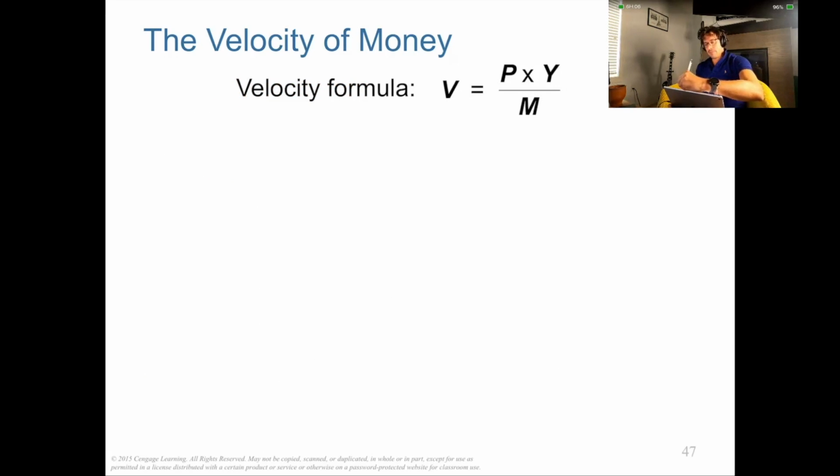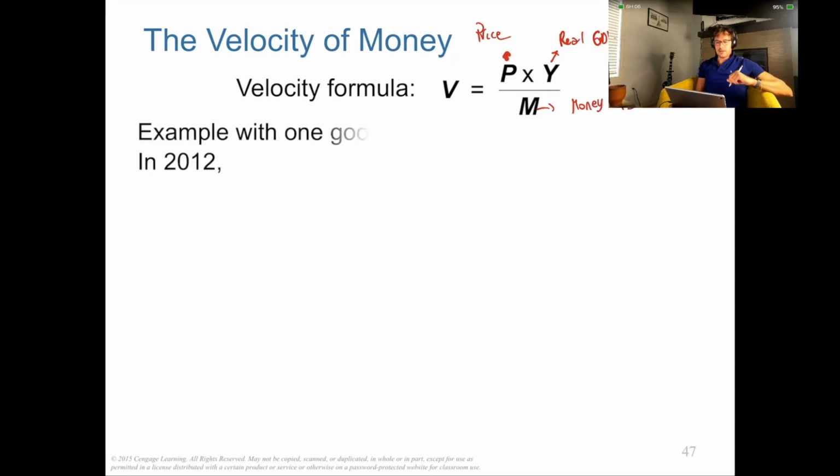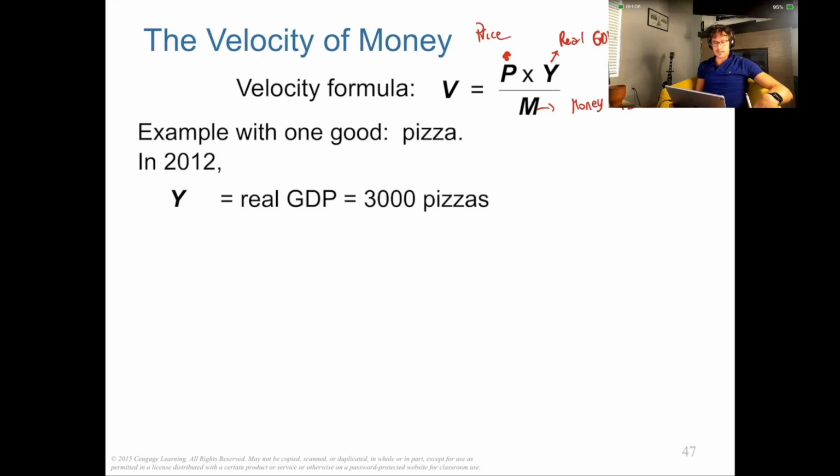So please remember this velocity formula. This is price, real GDP, and money supply. Let us make an example where as a good we consider a pizza. So Y, the real GDP, is basically composed of a basket of goods that is composed just of pizza. So in 2012, Y, real GDP, is equal to 3,000 pizzas.